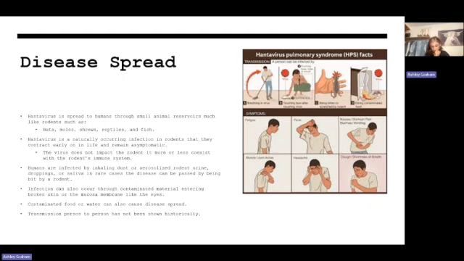Hantavirus is a naturally occurring infection in rodents that they contract early on in life and remain asymptomatic. The virus does not actually impact the rodent, it more or less coexists. I don't want to say cute symbiotic relationship, but it's a symbiotic relationship and it doesn't actively harm. They just use rodents as a vector to infect humans.